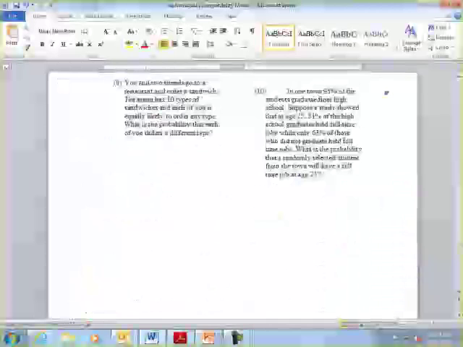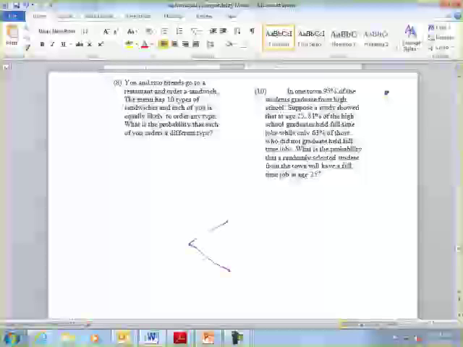Our last example: in one town, 95% of the students graduate from high school. Suppose a study showed that by age 25, 81% of the high school graduates had a full-time job. Only 63% of those who did not graduate had a full-time job. So what is the probability that they can select a random student and that that student will have a job at 25? So our first breakdown of the population here is going to be to graduate or not.